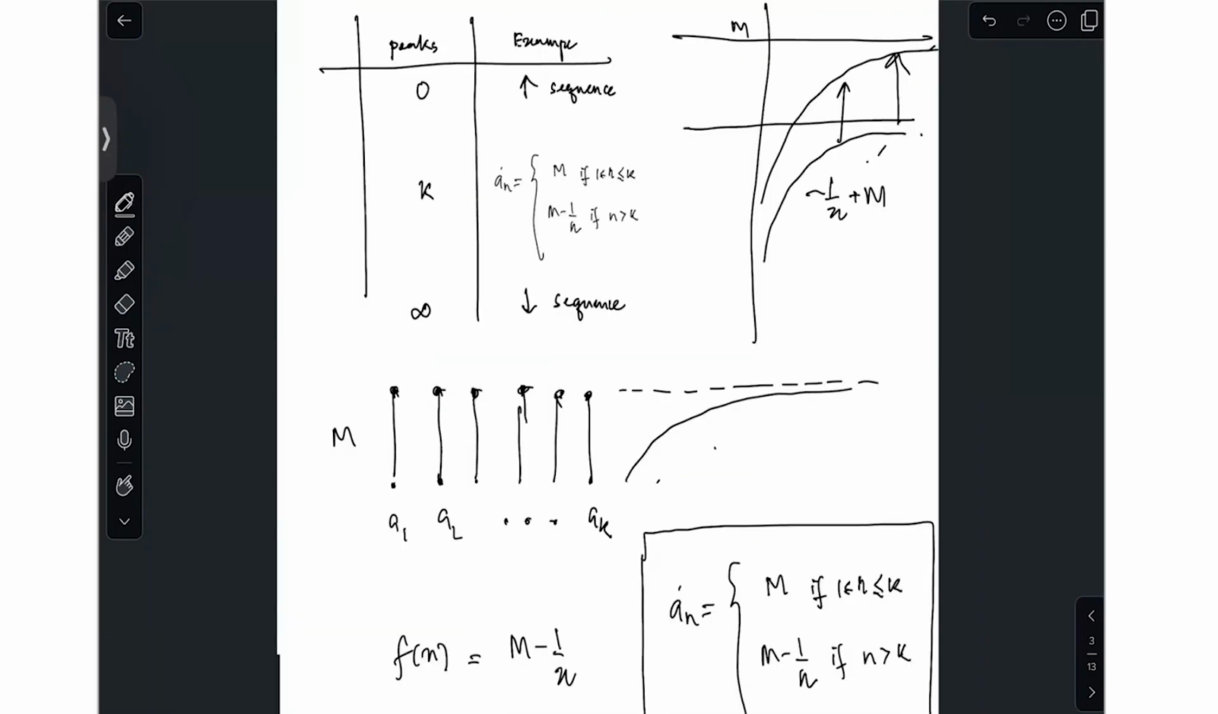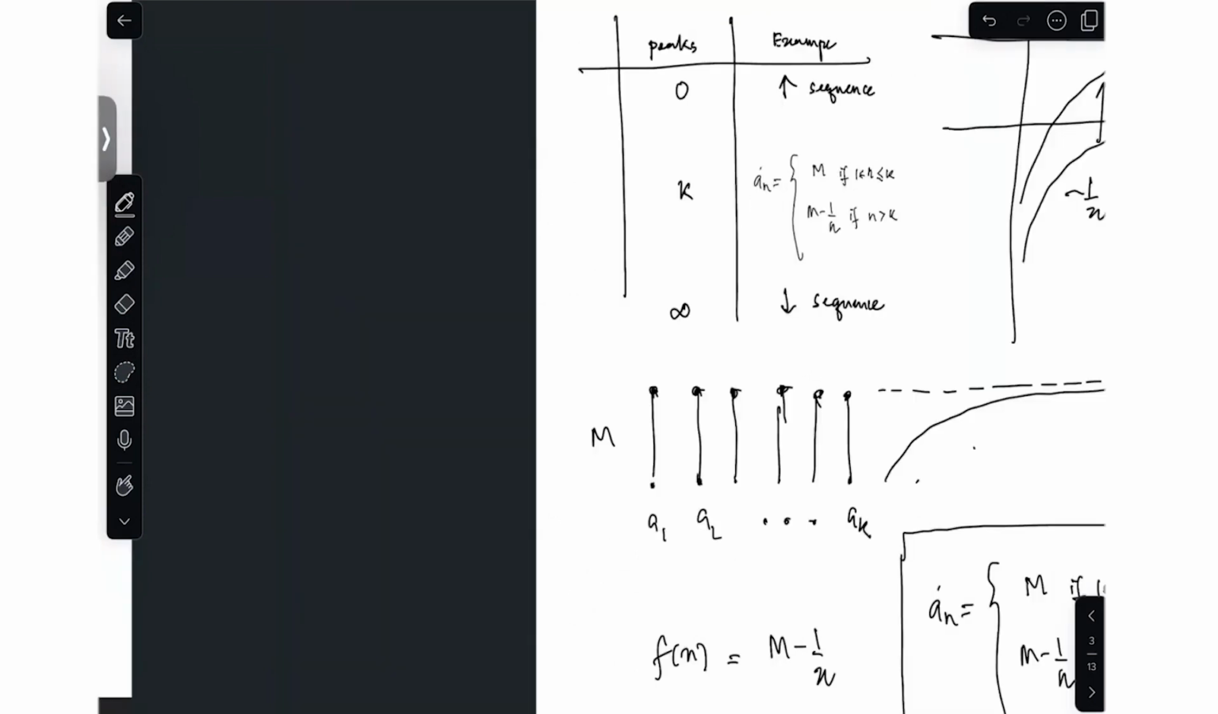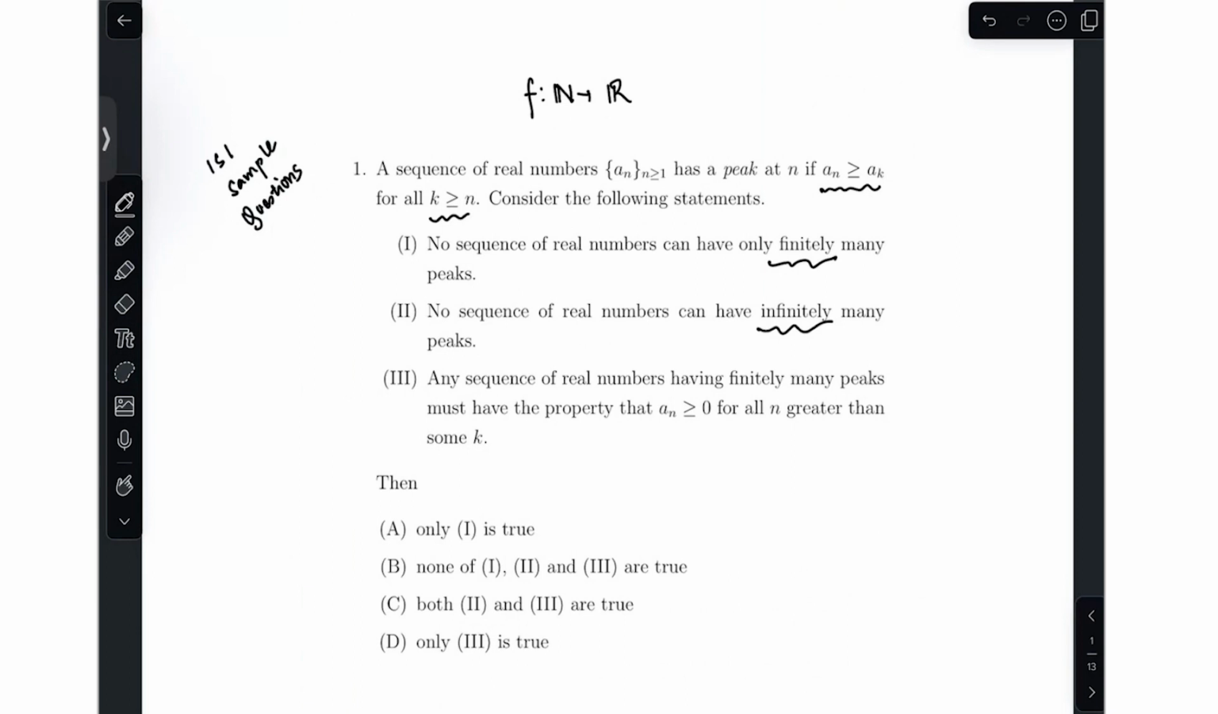So let's see if it's all right for every point. All of them are, and one. Yeah, perfect. So now, "No sequence can have finitely many peaks" is false. "No sequence can have infinitely many peaks" is also false.